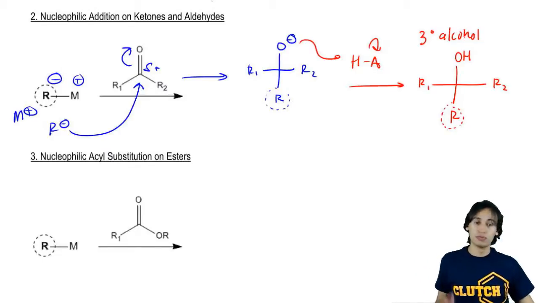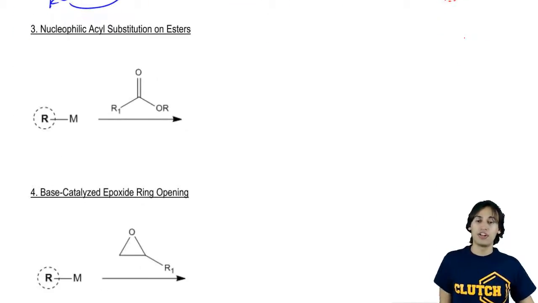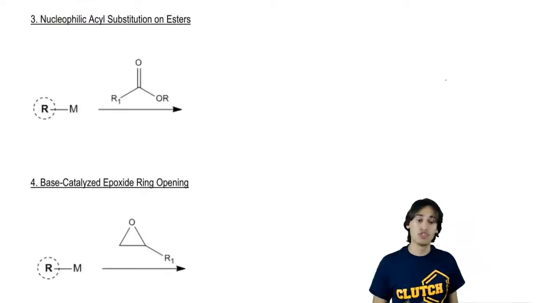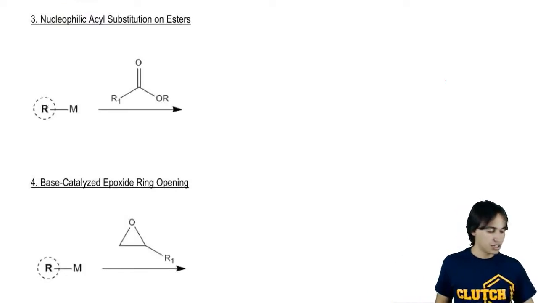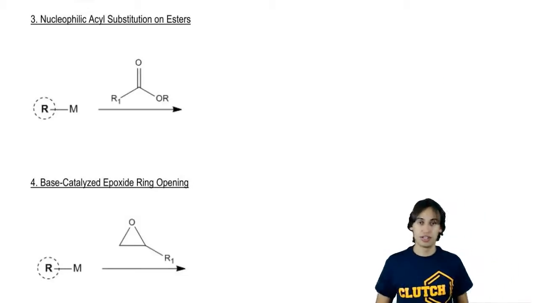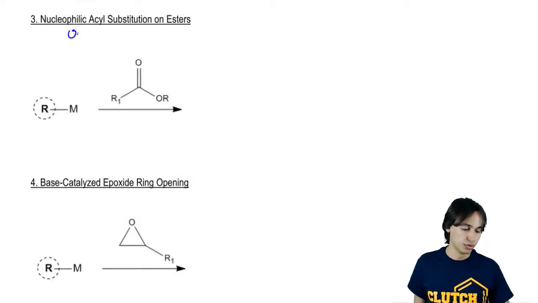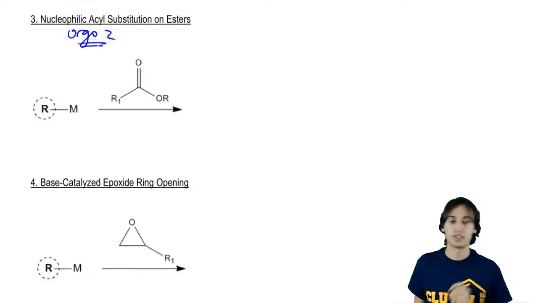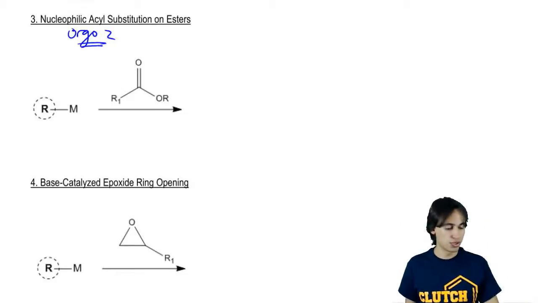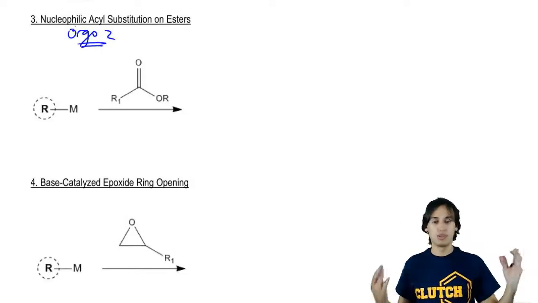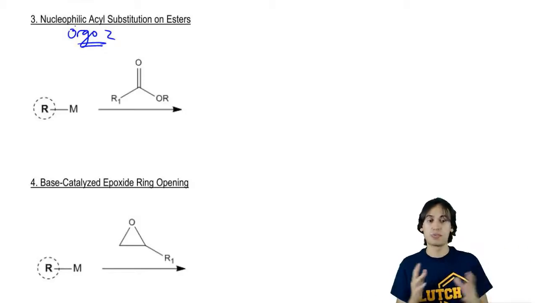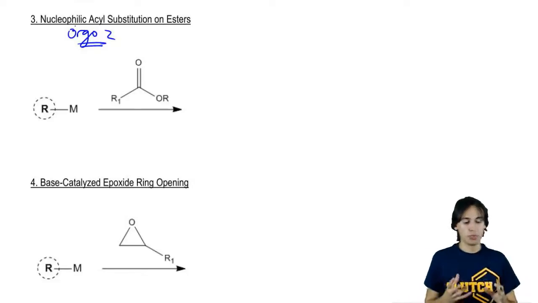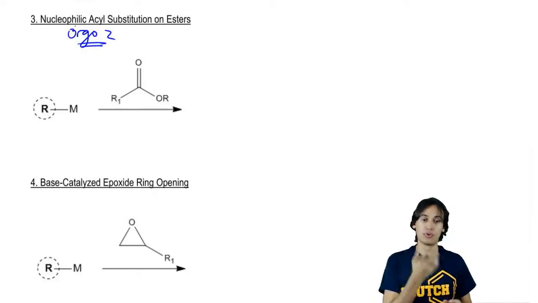Cool, guys. So now I want to look at another mechanism. This is one that you're not supposed to know up until this point in this course, so I'm just going to let you know, it is a nucleophilic acyl substitution. This is normally an organic 2 mechanism. Usually we learn this in Orgo 2, but some schools teach it in Orgo 3, it just depends. But the whole point is that even if you don't know it, we can still go through it here.